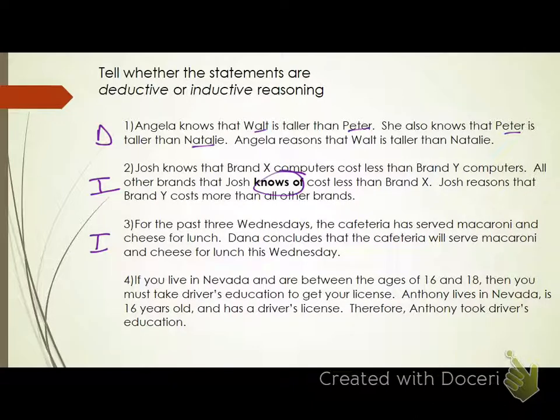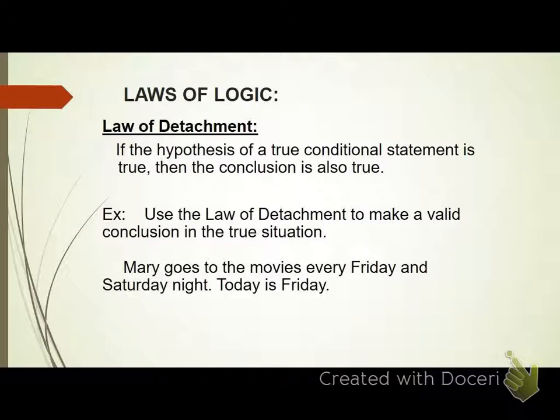Number 4, if you live in Nevada and are between the ages of 16 and 18, then you must take driver's education to get your license. Anthony lives in Nevada, he's 16 years old, and has a driver's license. Therefore, we conclude that Anthony took driver's education. Deductive or inductive? Well, this is all based on facts. So, of course, this is going to be using deductive reasoning. Okay? All right. Moving on.